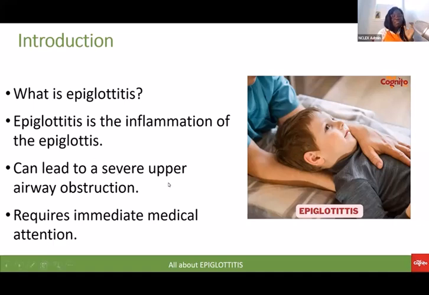And it is a very important topic that you must know about because it can lead to severe upper airway obstruction. It is a medical emergency and it requires immediate medical attention. And you know, testing for your NCLEX exam is all about being a safe nurse. So you should know all about epiglottitis because that will also make you a safe nurse.